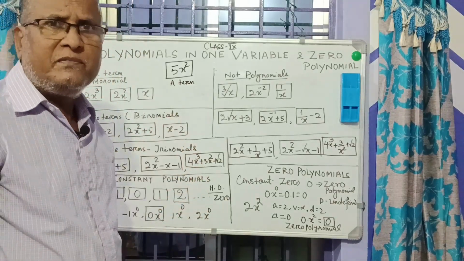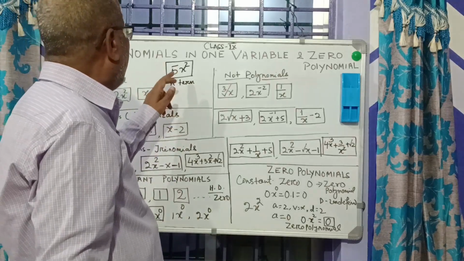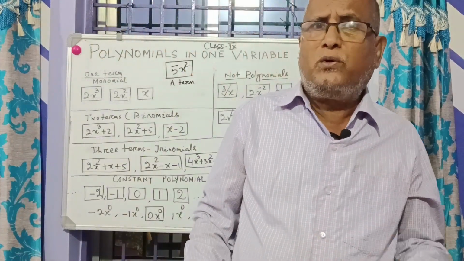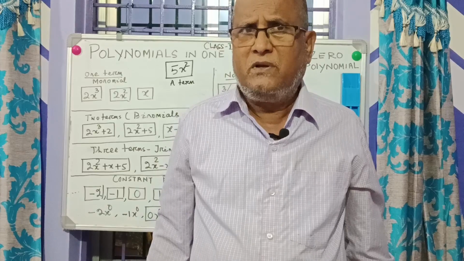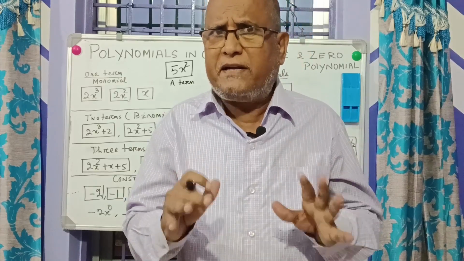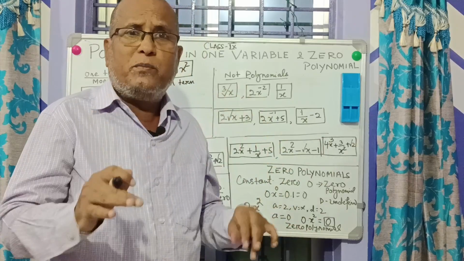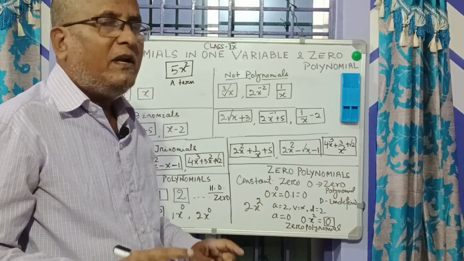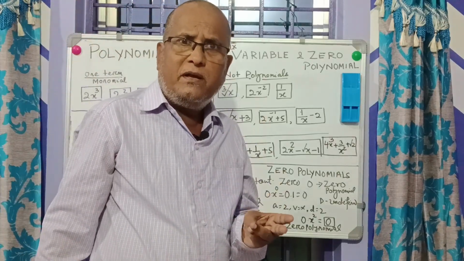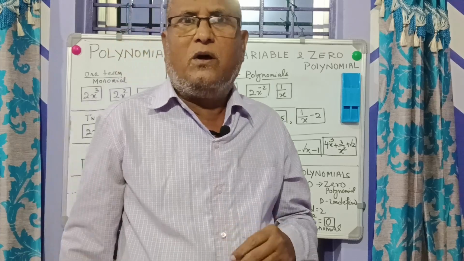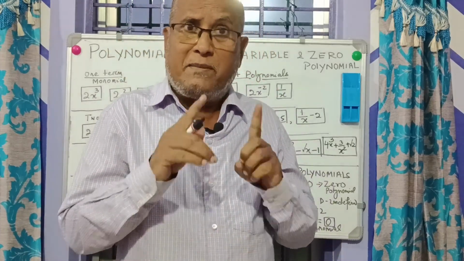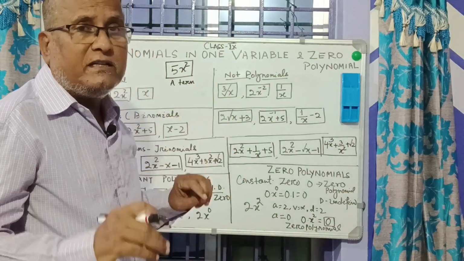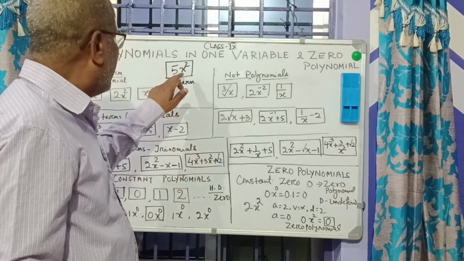So what's a term? We have taken an example, 5x square. What are the components? What are the conditions, the factors of a polynomial, so that a term is said to be a polynomial? There must be a combination of three concepts, three factors, three components. What are they? Now look at this x.